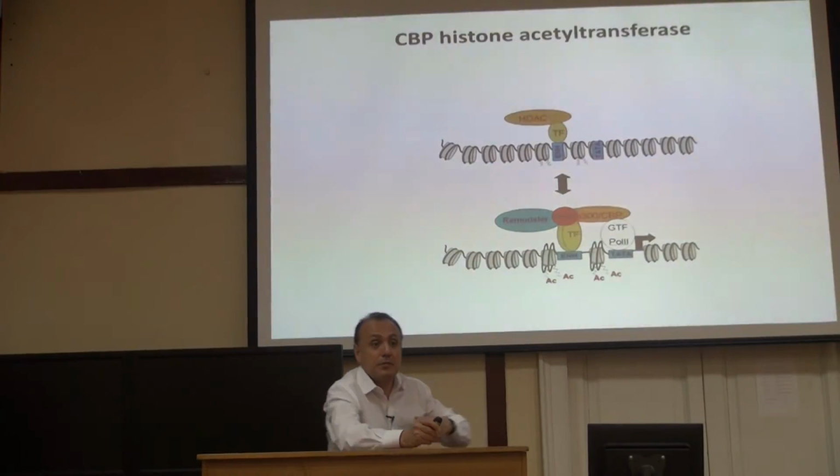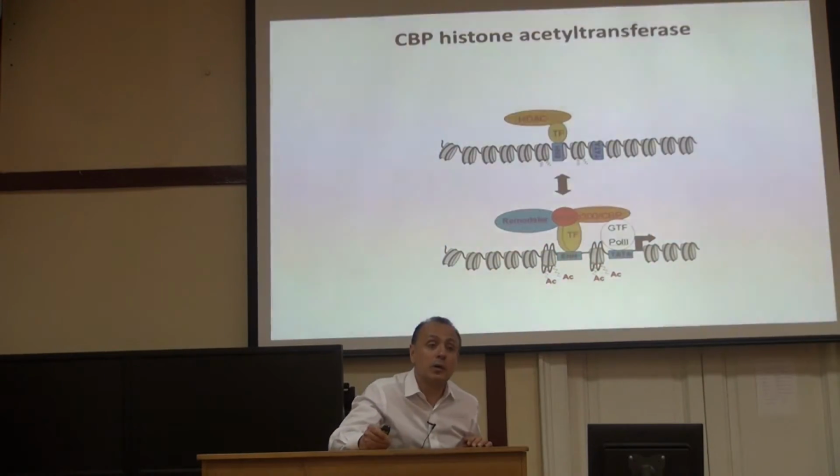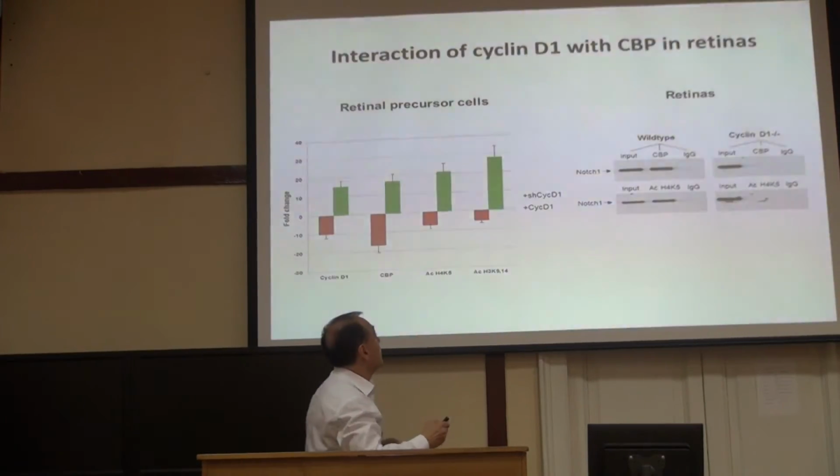Well, yes, if this is bringing CBP, it should go down. And then CBP acetylates those histones. So if we knock out cyclin D1, what do you expect to happen to acetylation of the histones around the Notch promoter? Go up, go down, or not change? Go down. Okay, so let's see if you're right.